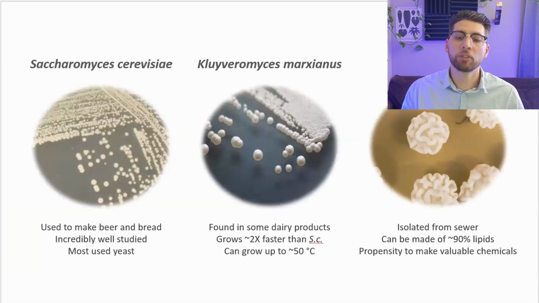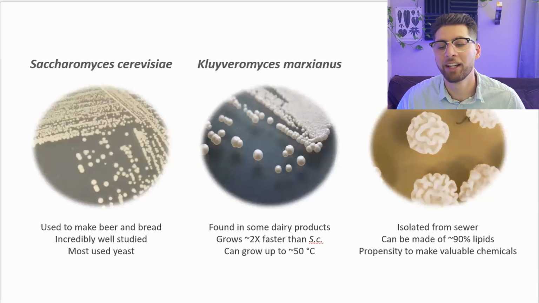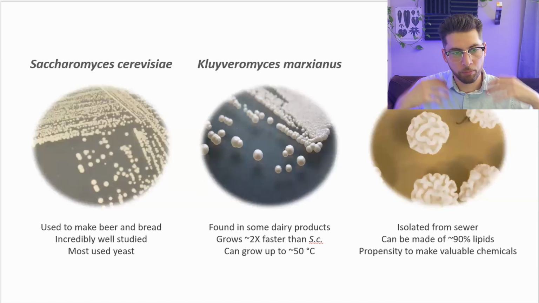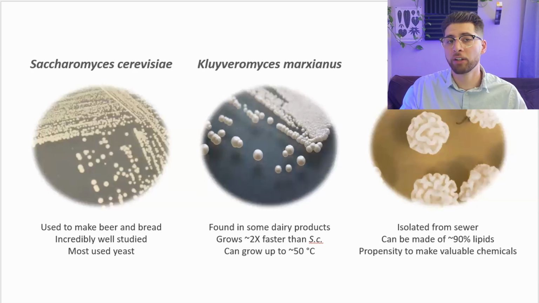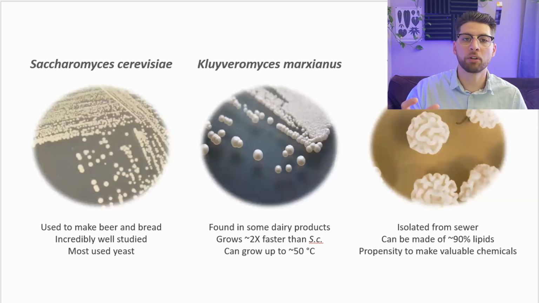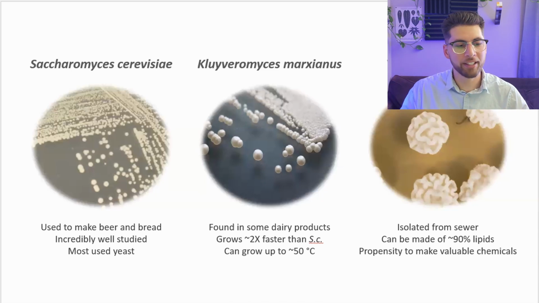For industrial applications, it's very useful because it can accumulate up to around 90% lipids in its cells. So it's an obese yeast. We call it an oleaginous yeast. Because of this propensity to produce lipids, it also likely has a very high acetyl-CoA pool, and acetyl-CoA is a metabolic precursor to a lot of other valuable chemicals. So this sets the stage. These are all of the yeasts that we're going to work with in this presentation, and all of the yeasts that I've personally worked with as well.